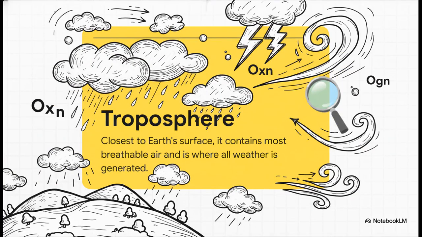First up is the troposphere. This is our home. It's where we live, it's where we breathe, and it stretches up about 10 kilometers. Now, here is the most important thing to remember for the ASVAB. Literally, all the weather we just talked about, the fronts, the clouds, the rain, the storms, all of it happens right here in this layer.